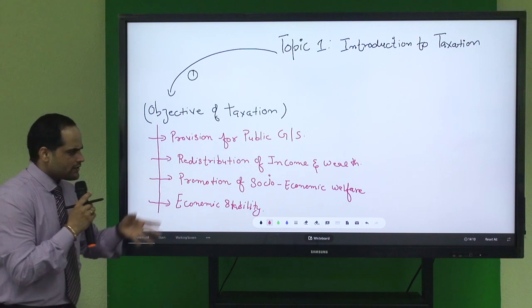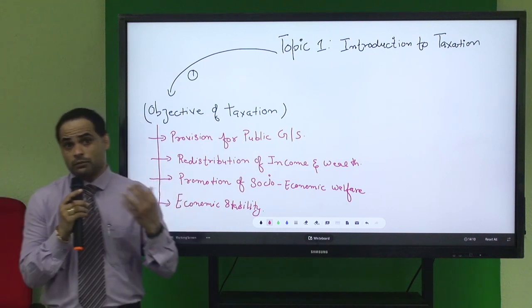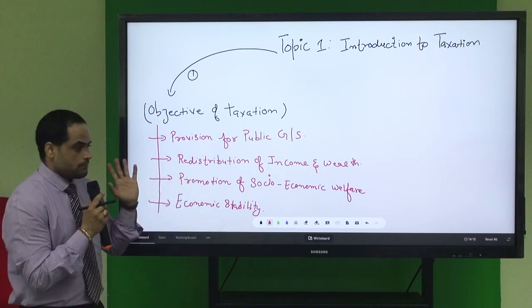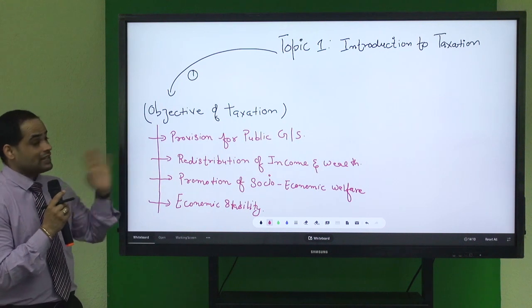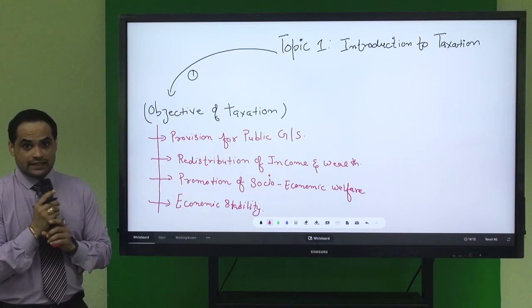So these are the main common reasons for the tax payments that the government collects from the people. There are some other reasons, but we focus mainly on these objectives related to tax collection.